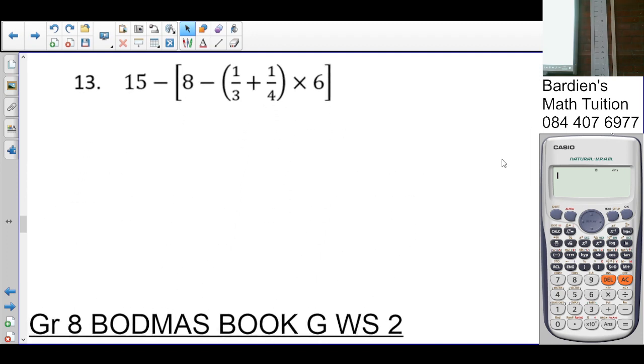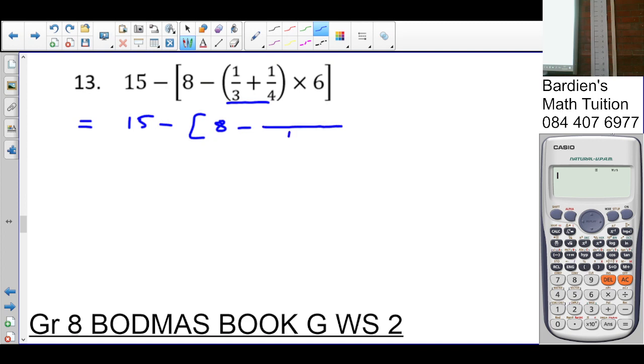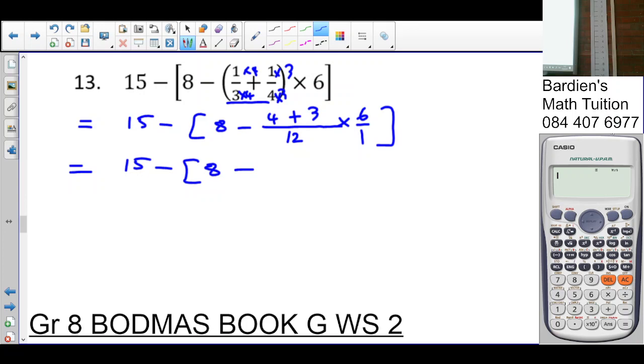What needs to be done first? Goes in a bracket, not so? So it's going to be 15 minus 8 minus. So your most inner bracket can be written as, the LCM is going to be 12. So 3 times what is 12? 4. 4 times what is 12? Multiplied by 6 over 1. That's equal to 15 minus. So we got 8 minus 4 plus 3 is 7 over 12 multiplied by 6 over 1.